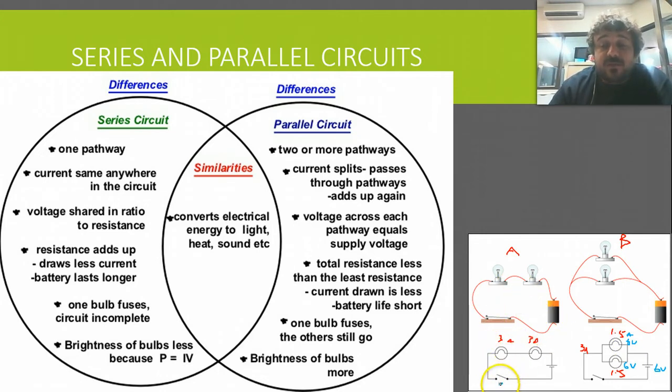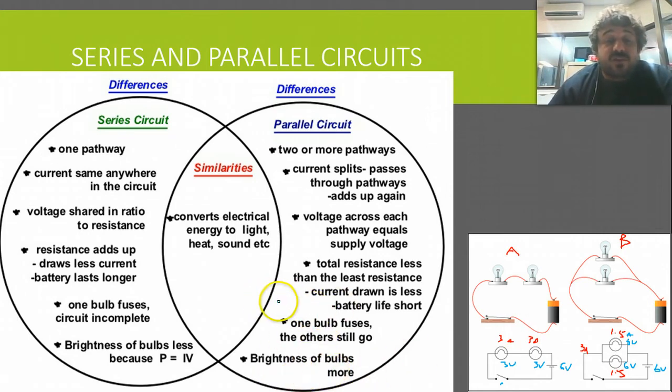And if this one has 6 volts at the power supply, what we see here is the voltage is shared in ratio to resistance. So if these two globes are the same, what that actually means is, you've got 6 volts here, 6 volts here. This one will have 3 volts, and this one will have 3 volts. Now, have a think about what you think that might mean for how bright those lights glow.